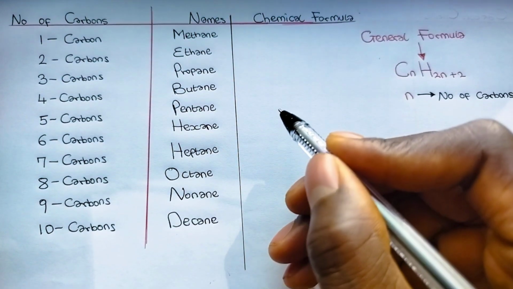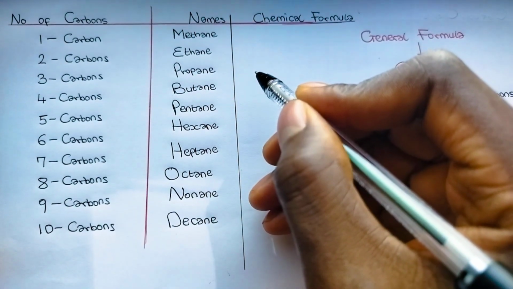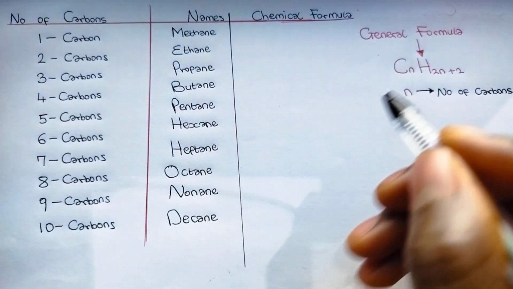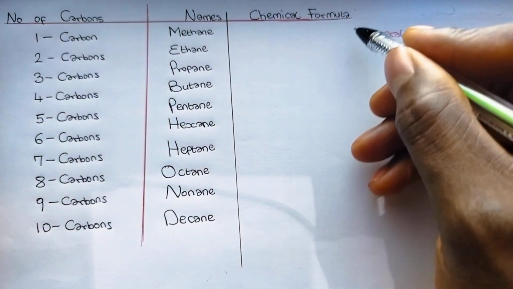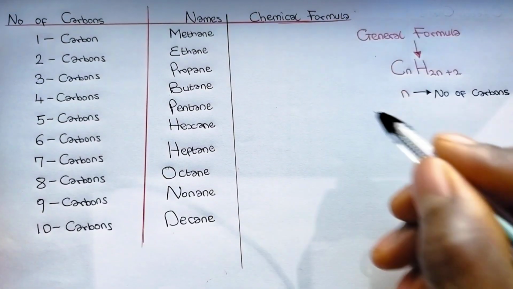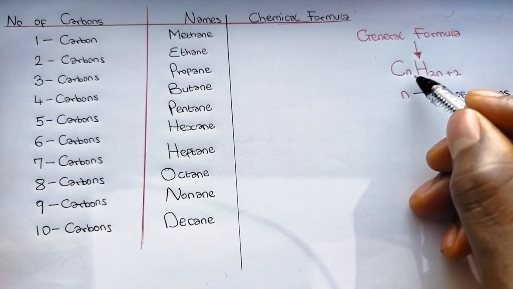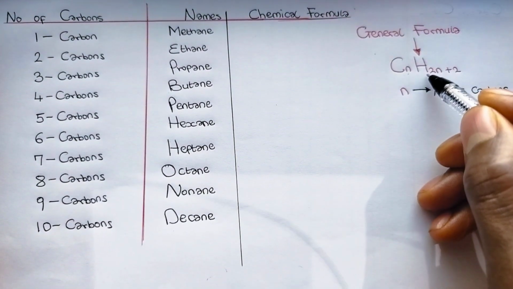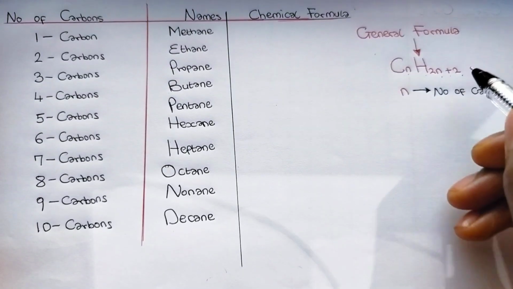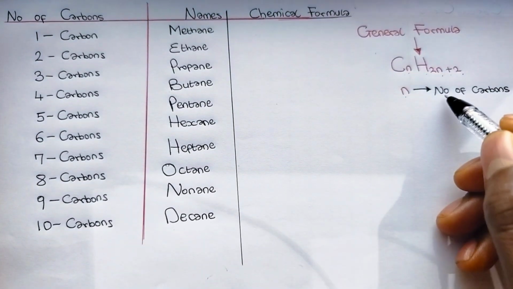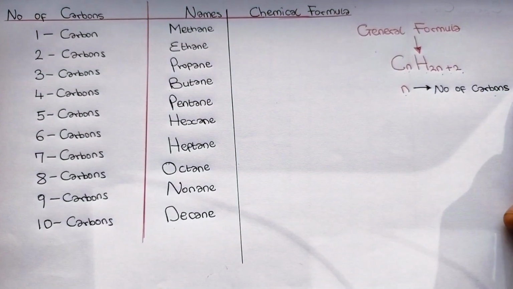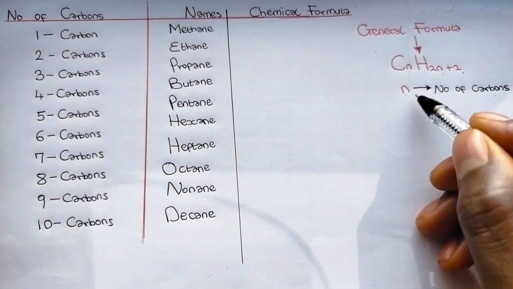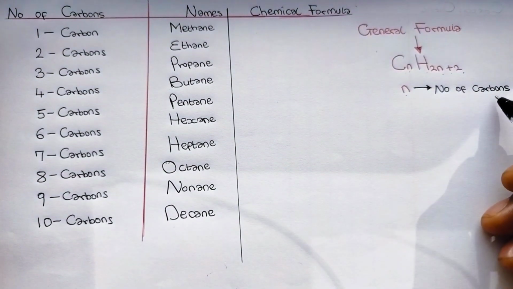So in today's video we'll be looking at an introduction to naming of alkanes. Before you start naming alkanes, the first thing you need to take note of is the general formula, and the general formula for alkanes is CnH2n+2, where n represents the number of carbons in the structure that you are trying to name.